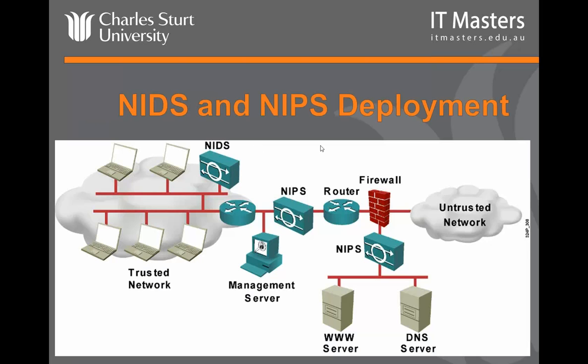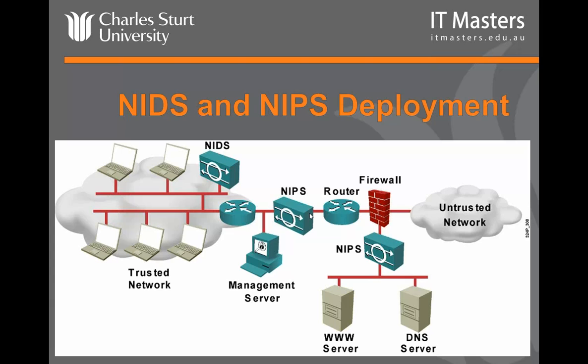So if we look at some deployment, if we just quickly have a look at this particular graphic, what we're looking at here is an example configuration of a NIDS and NIPS deployment. As I said before, the placement of the sensors within the network is pretty important. You need to deploy your sensors at the network entry points that protect critical network segments. So you can see here, we've got the untrusted network on the right going through a firewall. There's a DMZ down here where we have our web servers and our DNS servers. That's a pretty obvious place to have a NIPS, or a NIDS.